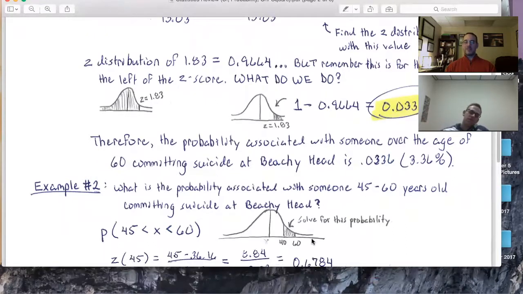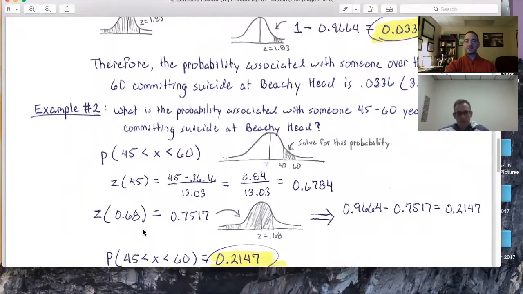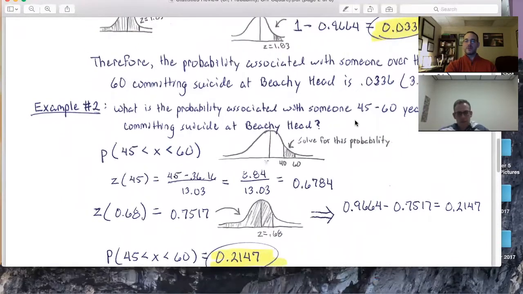So one more example there, and we'll kind of fly through this one. What if I asked you the probability associated with someone between two ages? So between the ages of 45 and 60, what's the probability of them committing suicide at Beachy Head? So here again, what do we do? Well, we're going to visually display our data, right? Probability of 45, and we're solving for this, our x. The probability of somebody older than 45, but also younger than 60.